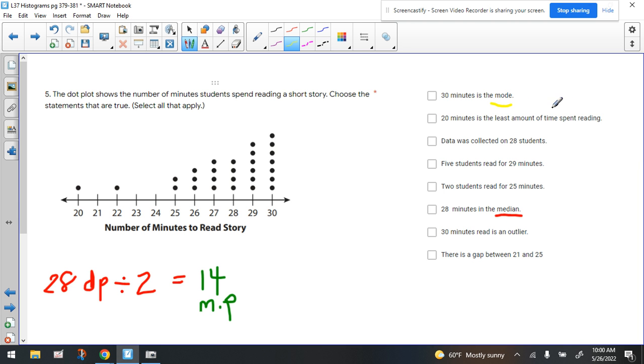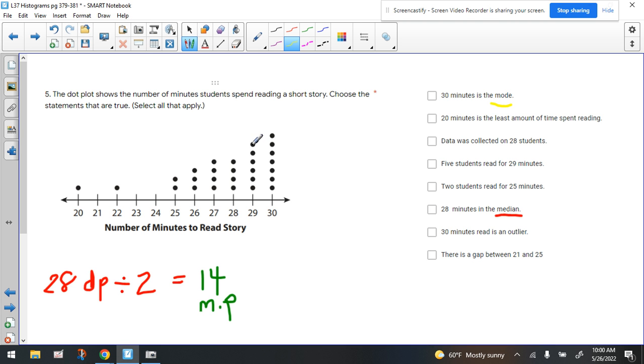20 minutes is the least amount of time spent reading. Is that true? Is this the lowest number? Data was collected on 28 students. So is that what we said we had for a number of data points? 5 students read for 29 minutes. So here's 29 minutes. Do we have 5 dots here? Count them up. 1, 2, 3, 4, 5.